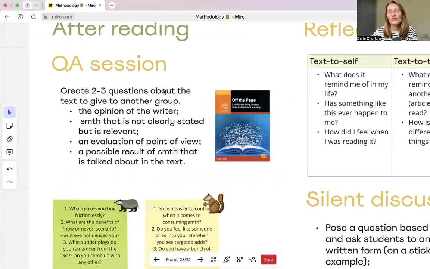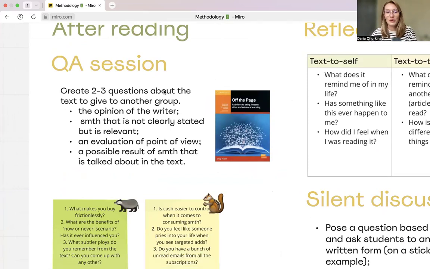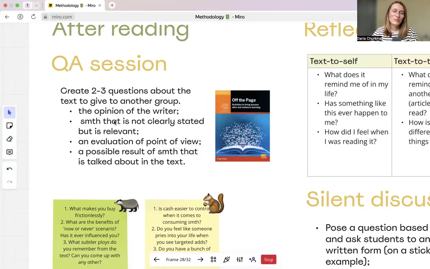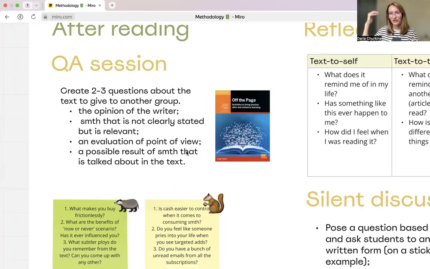What you do is you ask your students to create questions about the text to give to another group. This would be especially effective if you're teaching a group and you split your students into two different groups, and they play against each other and create very thought-provoking questions for each other. And you give them some prompts, maybe what their questions could be about, like the opinion of the writer, something that is not clearly stated but relevant, an evaluation of a certain point, or a possible result of something. So you give them some food for thought, and they come up with their questions.